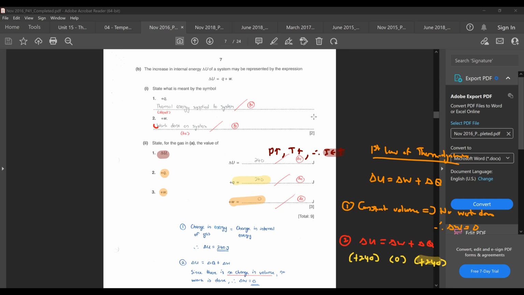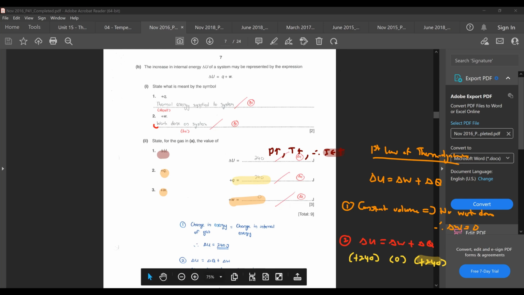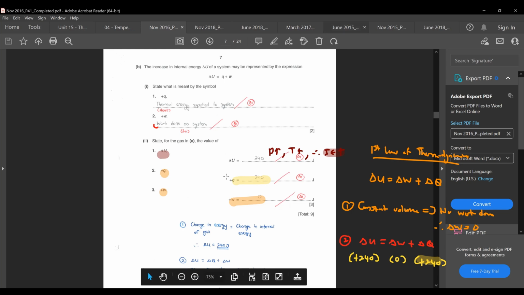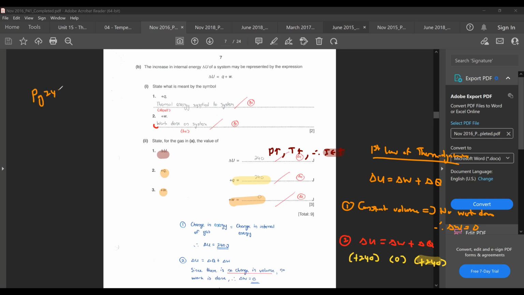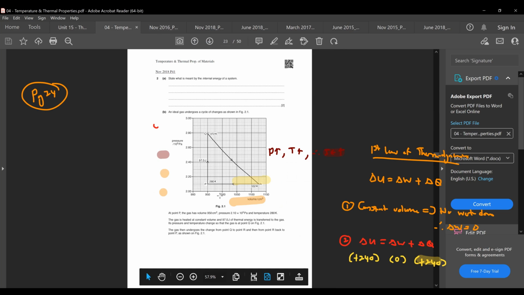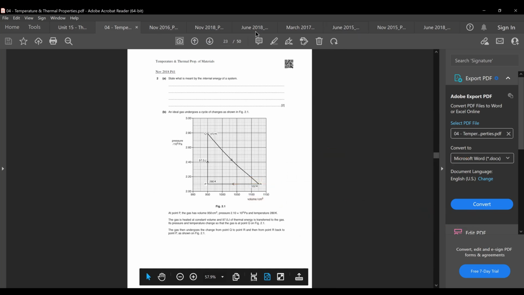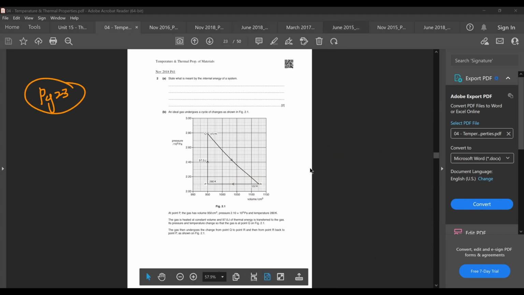Now then after that, we go on to a separate question. This one should be page 24 now. Just have a look at page 24. The start of your question is actually on page 23, sorry. So I think you move on to page 23 first. This is November 18 P41.